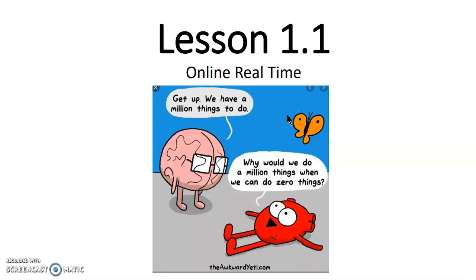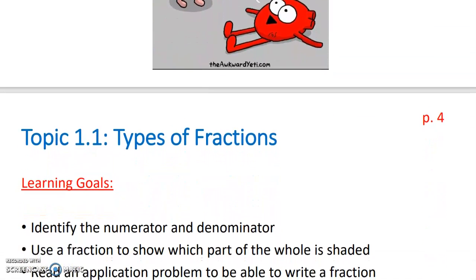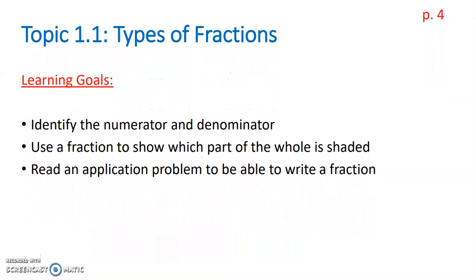Hi there, so we're going to do lesson 1.1 today. We've got lots of things to do, and even though we may feel like doing 0 things, we're going to be looking at 3 learning goals for this lesson. The first is identifying the difference between a numerator and a denominator, some vocabulary. We're going to be using fractions to show which part of a whole is shaded, and we're going to look at application problems to be able to write fractions.